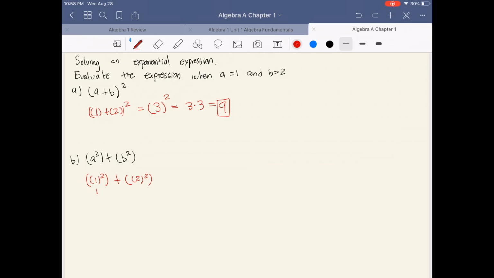So let's transform this. How do you rewrite these two? It's 1 times 1 in parentheses plus 2 times 2 within parentheses. So 1 times 1 gives us 1, plus 2 times 2 gives us 4. Then you just add 1 plus 4 equals 5. Any questions with this? Okay. Alright, so let's move on to the next page.